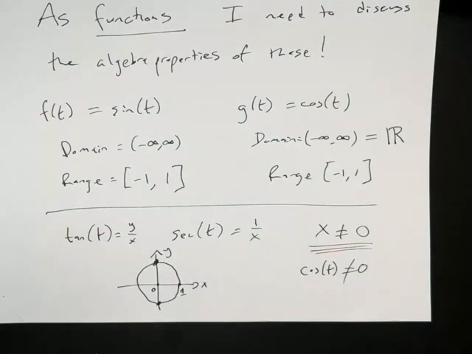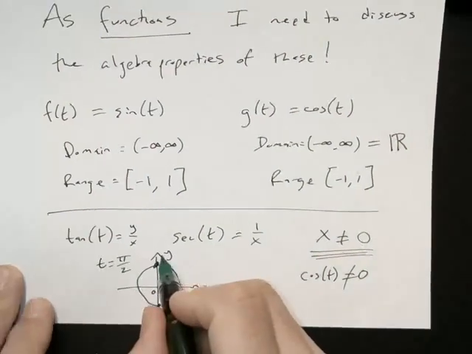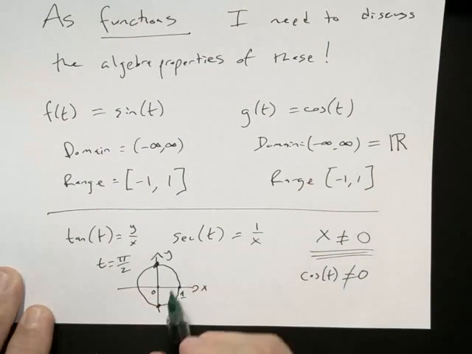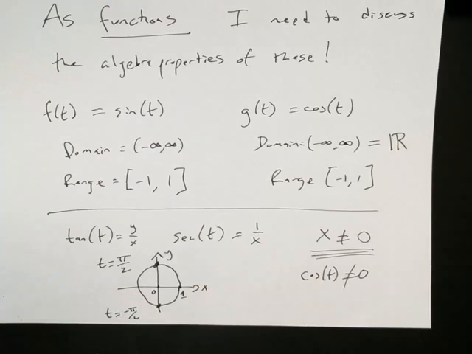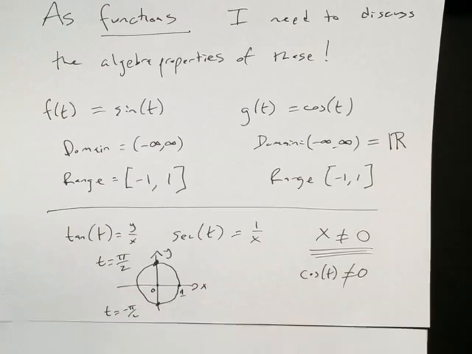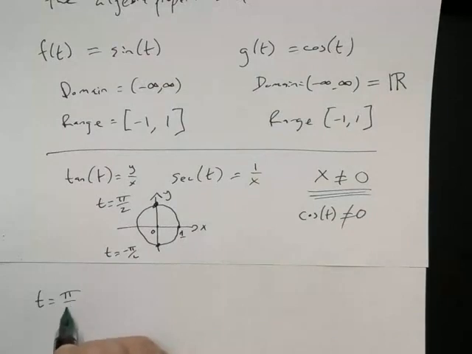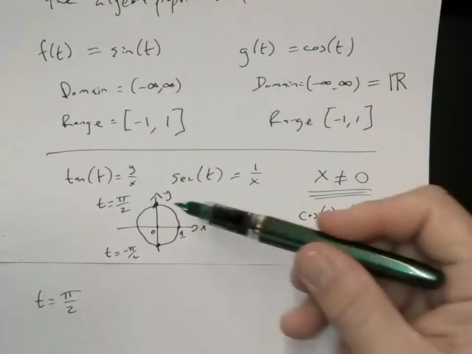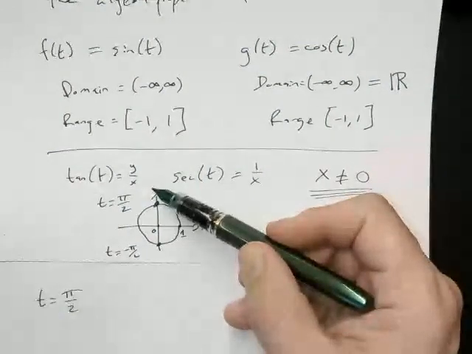But that's not the only one, right? Pi over 2 is going to put me up here. Negative pi over 2 is going to put me down here because I start from there. But that's still not the only one. As a matter of fact, there are lots and lots of t values that will screw this up because I can go around the circle as many times as I want, right? So in addition to t equals pi over 2, I could go all the way around the circle and then stop there, right?